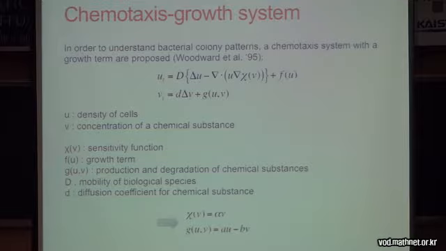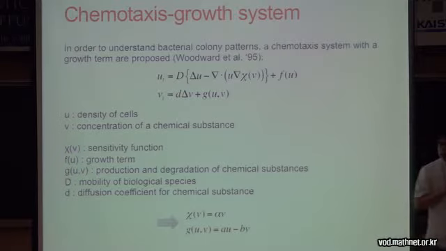This is the most basic chemotaxis growth system. In 1995, Woodward et al. proposed this system. Here, U is a density of cells, and V is a concentration of chemical substances. Please look at this term. This means U senses the gradient of V. Then U moves to the higher concentration area of V. So this is the chemotaxis term.